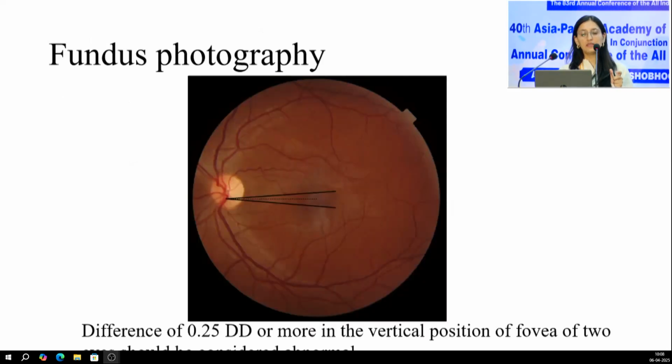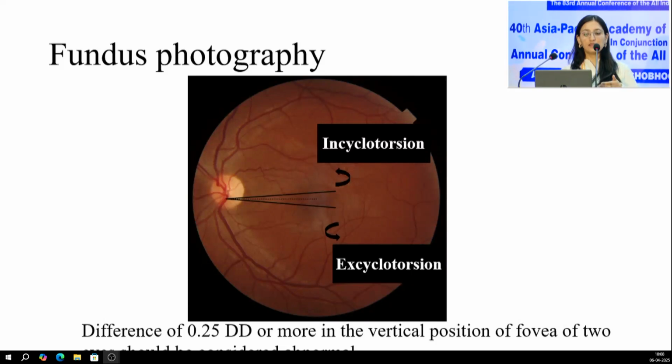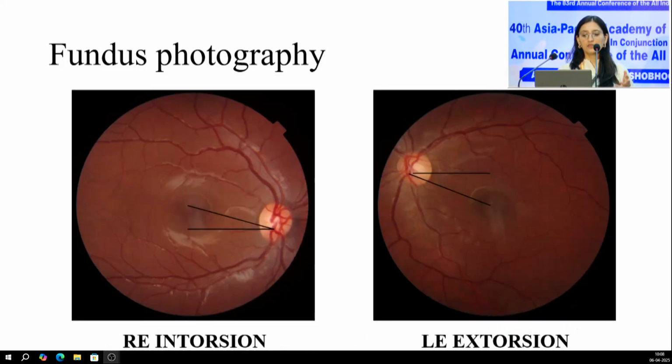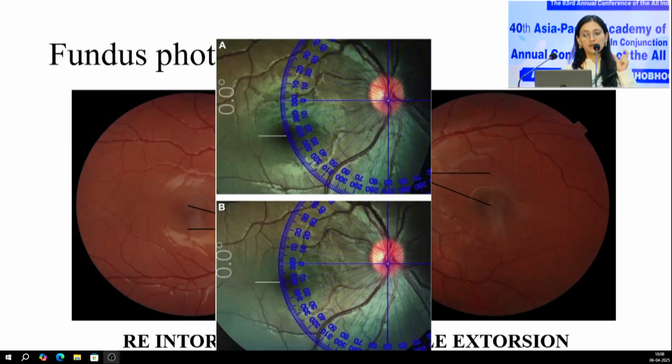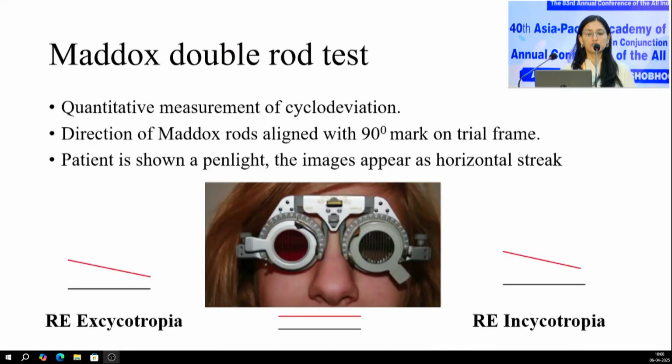So normally, the fovea is located between the midpoint of the disc and the lower border. So if that is above that, that is incyclotorsion, and if it is below that, that is excyclotorsion. So using AI and a protractor, you can actually measure the amount of torsion.